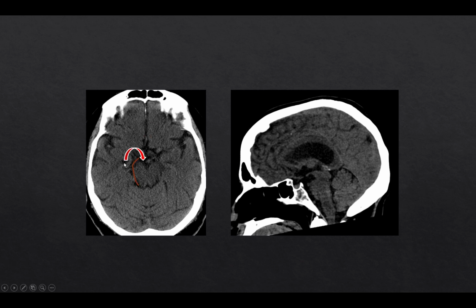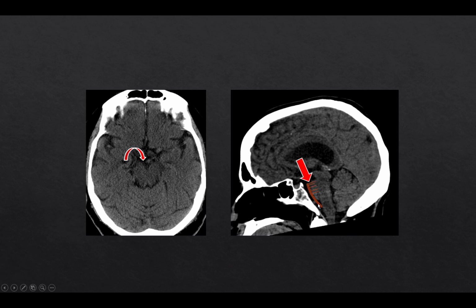Next we have uncal herniation, which is herniation of the uncus over the tentorium, and this time I've stylized the right posterior cerebral artery, which can become impinged against the tentorium and result in a PCA infarction. Next we have herniation of the brain downwards, transtentorial herniation downwards, which would result in effacement of the suprasellar cistern.